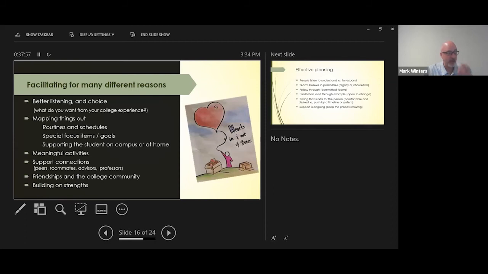Sometimes it's about saying, okay, what do I want my schedule to be? What do I want my routine to look like? Are there certain things that I need to look at? What are my goals for school? Maybe it's what are my goals for school this year? Or what are my goals for this fall when I start?